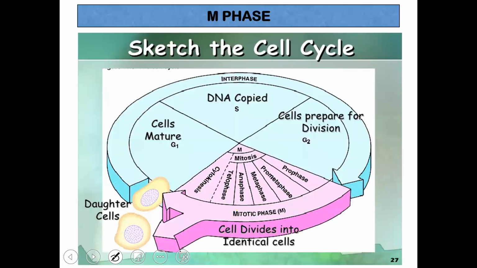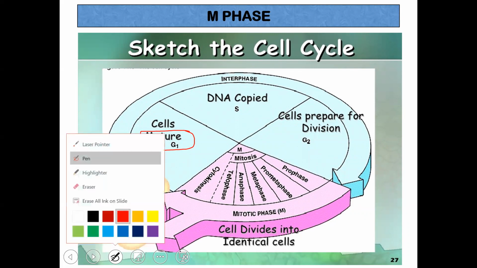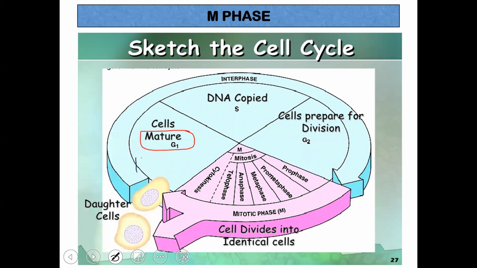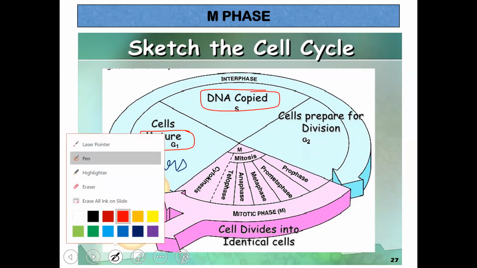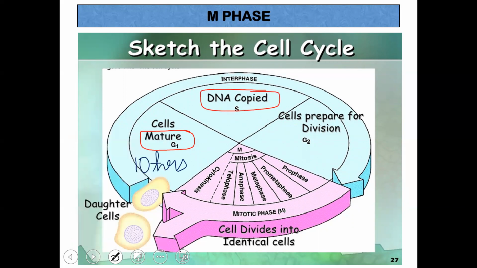So this is the overall sketch of the cell cycle. You can see here the G1 phase. On the whole, the G1 phase will last about 10 hours. Then the S phase, or synthesis phase, where the DNA is going to be doubled, will last for about 8 to 9 hours.